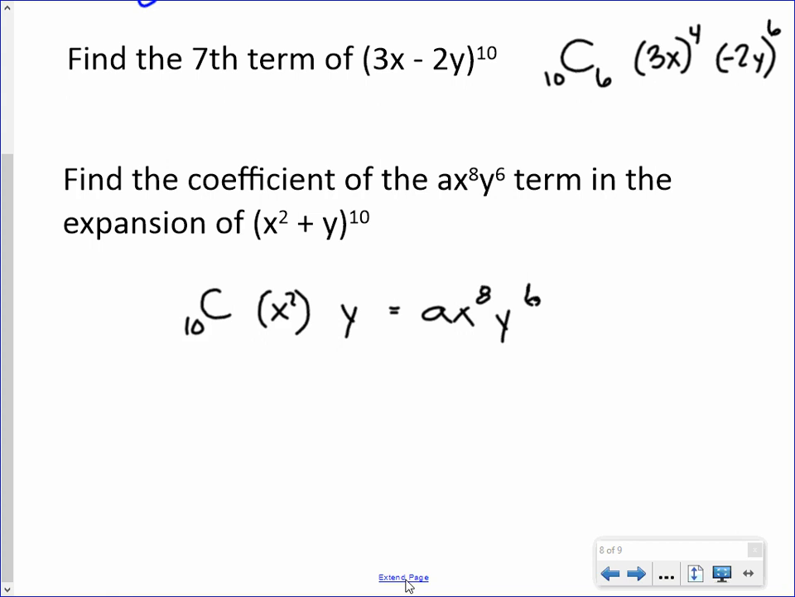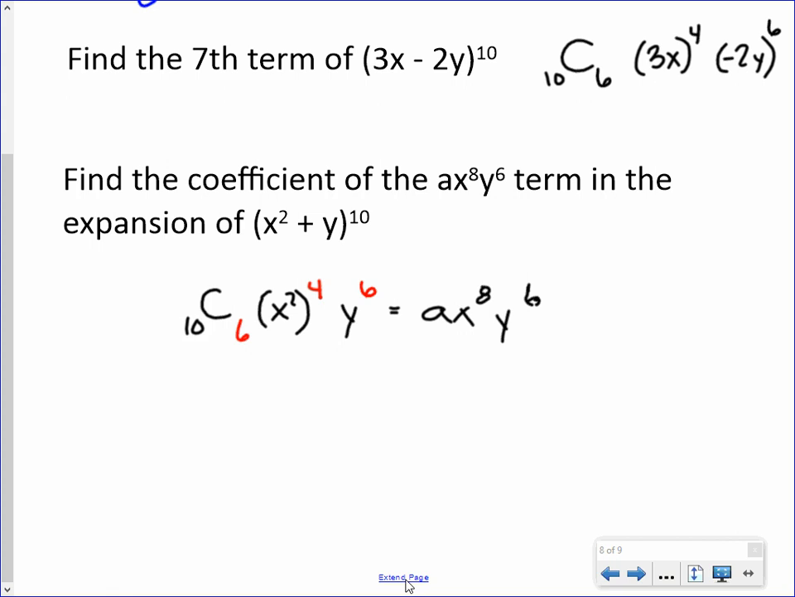Why does it have to be 10 choose 6? It matches the second term, and in order to get y to be y to the 6th, you have to raise it to the 6th. And then the exponents have to add up to 10, so this has to be 4. That also gives me a power of x to the 8th, because they get multiplied. And then I will get 6 right there.